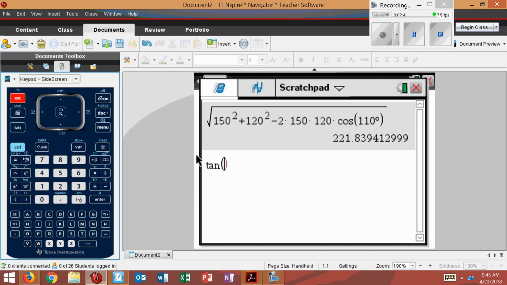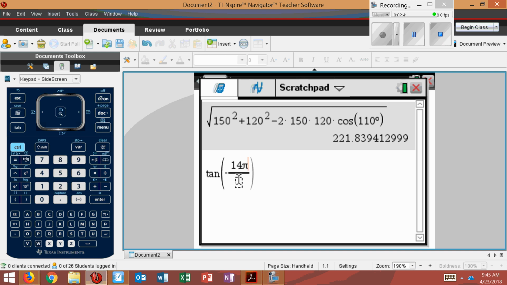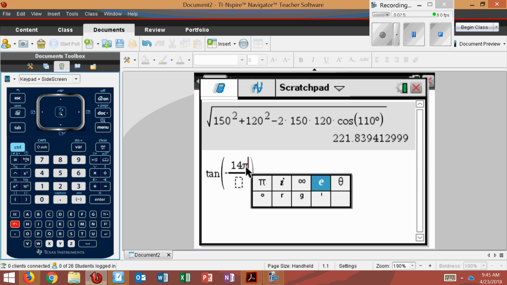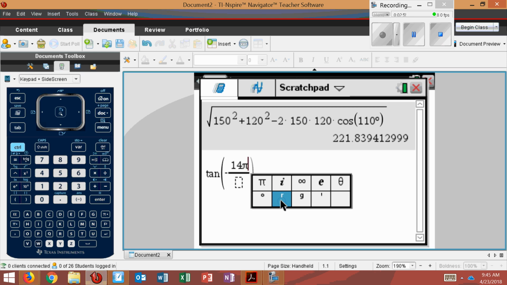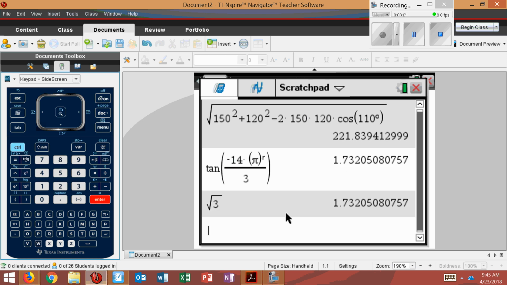Now, if we want to use the calculator, we go to trig, tangent, and now we type in negative, and there's a fraction of 14 pi. Anytime you hit a pi or degrees button in the calculator, or whenever we're typing in one of those types of units, we have to tell the calculator whether it's radians or degrees. So I'll press the radian button over 3. We get positive 1.73. Let's check that. Is that the square root of 3? Yes, it is. So we did select the right answer.